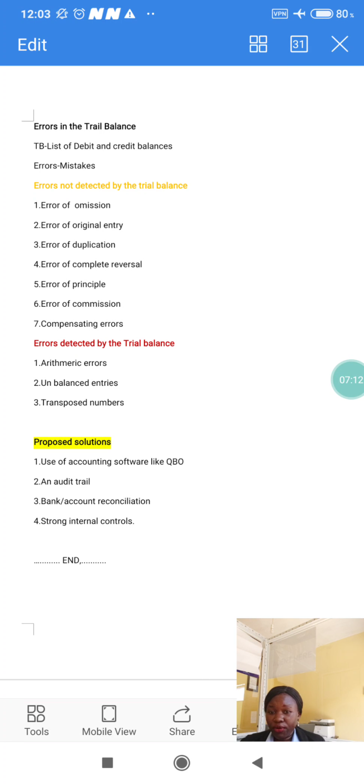So when you strengthen your internal controls, if you do what we call segregation of duties, you know the person who initiates is different from the person who approves, and is different from the person who processes, and is still different from the person who does the custody. This will help us follow up, and this will help us minimize some errors to some extent.